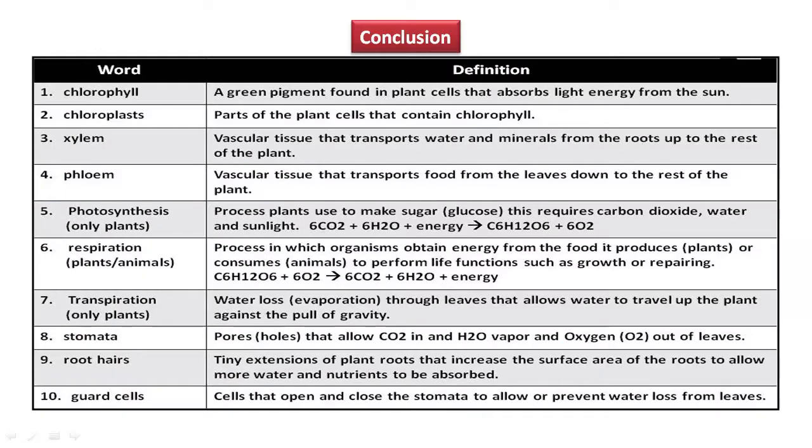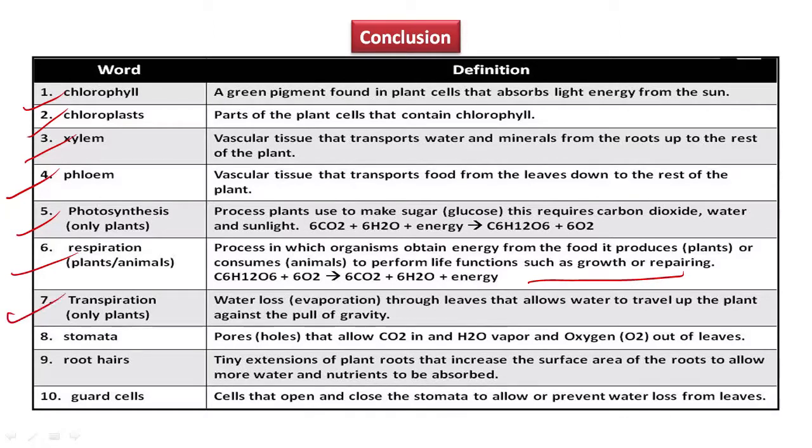So in conclusion, we should learn a few keywords. Chlorophyll is a green pigment found in plant cells that absorbs light energy from the sun. Chloroplast is the part of plant cells that contains chlorophyll. Xylem is vascular tissue that transports water and minerals from the roots up to the rest of the plant. Phloem is vascular tissue that carries food from leaves down to the rest of the plant. Photosynthesis is how plants make food. Respiration is a process in which organisms obtain energy from the food they produce, for the functioning of plant parts, growth, and repair.